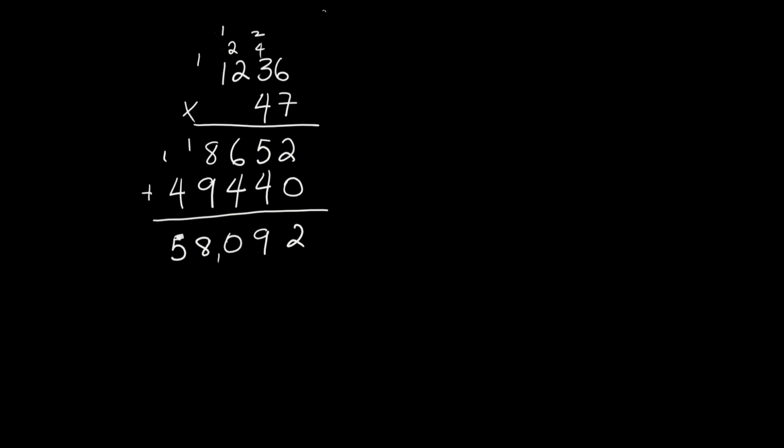Now let's move on to an even larger number. And let's say we had 2,312 multiplied by 415. So 5 times 2, that's 10, carry 1. 5 times 1, that's 5, plus 1 is 6. 3 times 5 is 15, carry 1. And 2 times 5 is 10, plus 1, that's 11.